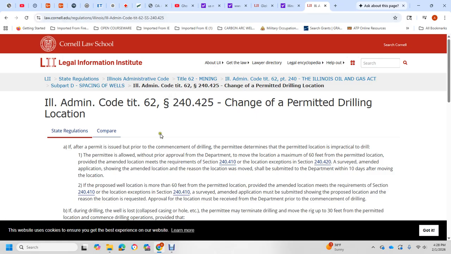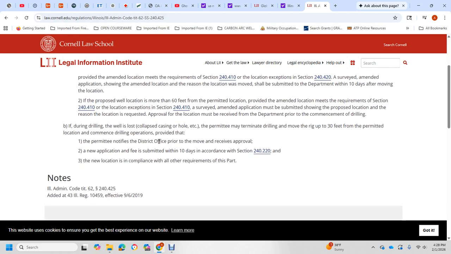the location was moved, submitted to the department within days after the location change, if the proposed location is within 60 feet of the permitted location, provided the amended location meets the requirements of section 244.10, with location exemption under 244.10, surveyed amended location. The application for this permit is shown with the pursued location, with the region of the location required for the approval of the location from the chief of the department prior to commencing the drilling of the well.